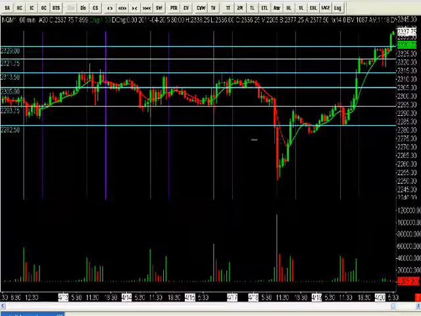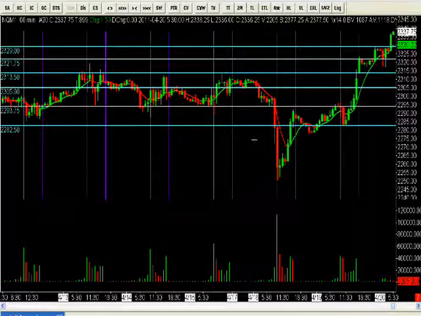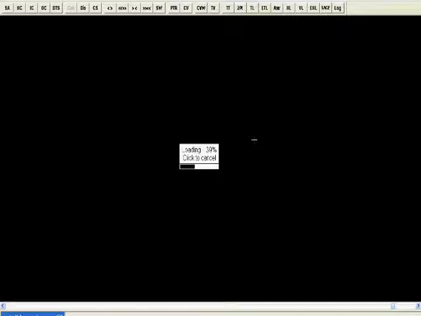And you can break this down even further to a 15-minute chart. So let's do that so we can get an idea of what happened within a couple of those wide range bars.